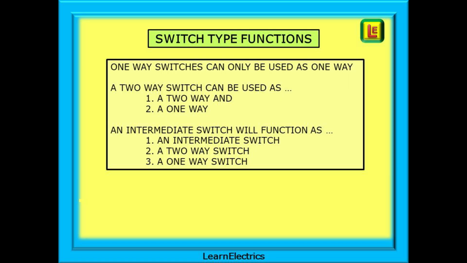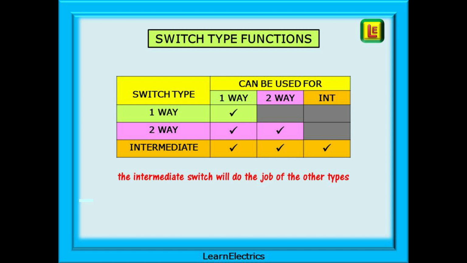So a quick summary of the switch type functions, what each switch can do. One-way switches can only be used as one way. A two-way switch can be used as a two-way and as a one-way. And an intermediate switch will function as an intermediate switch, a two-way switch, and a one-way switch. This table shows you in an easy visual form what we've just said. And you can see from this that an intermediate switch is pretty much a universal switch. It can be configured to do the job of any of the others, and a very useful switch to keep as a spare in the back of the van.